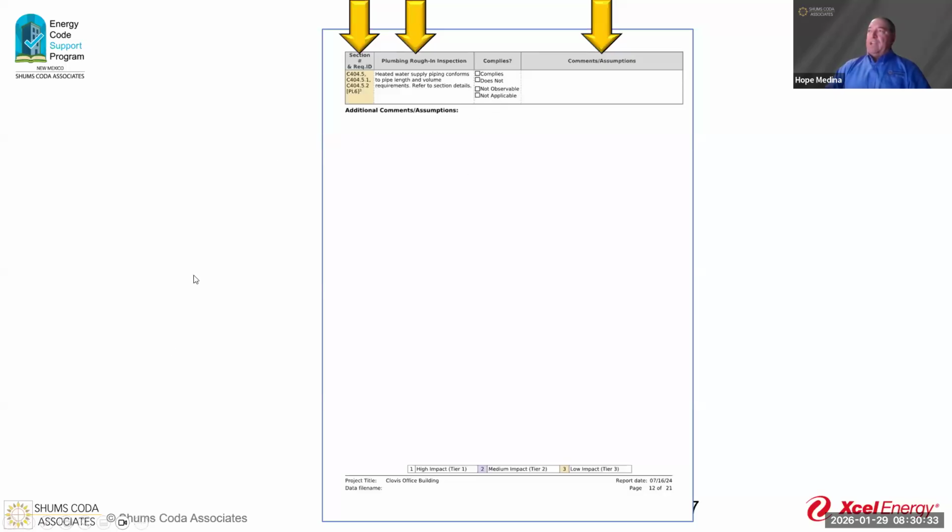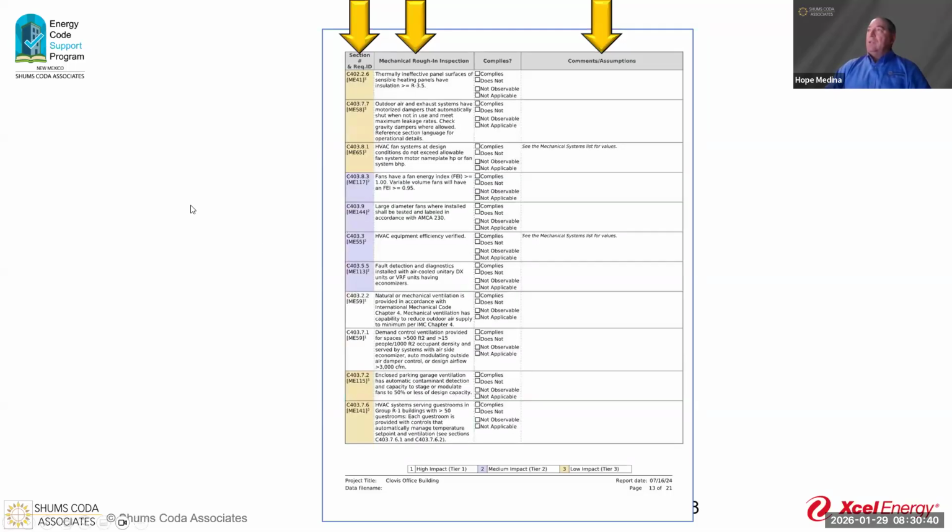Our plumbing rough-in inspections, we have that. All the information's on there. Here we can see what's going on with the mechanical rough-in. So it's going to take us right through. Each one of our COMcheck reports is going to have a checklist to go with it for the inspection checklist. And again, we're going to have roughs and finals on it.